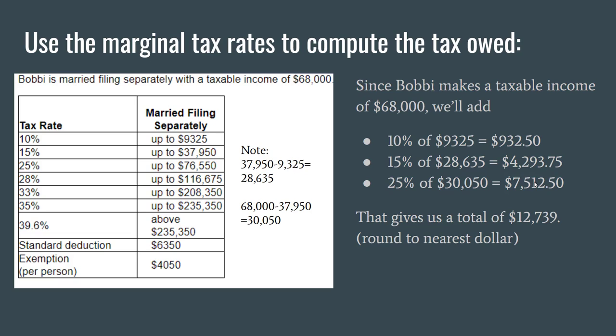When we add these three values, we should get $12,738.75. On your taxes, we round to the nearest dollar, and so this would be the amount that Bobby owes in taxes. Alright, you're going to have a couple of these on your homework.